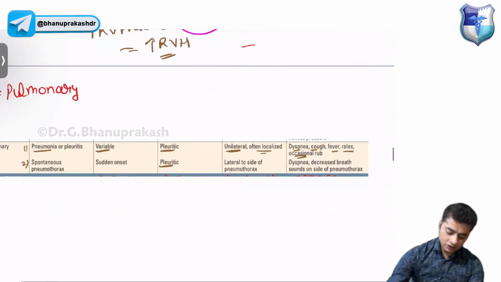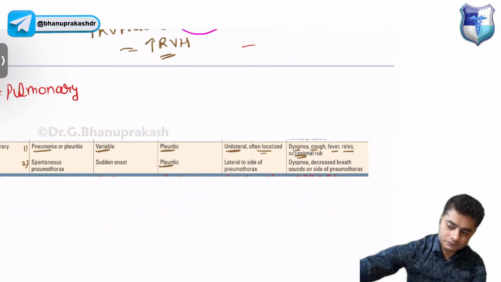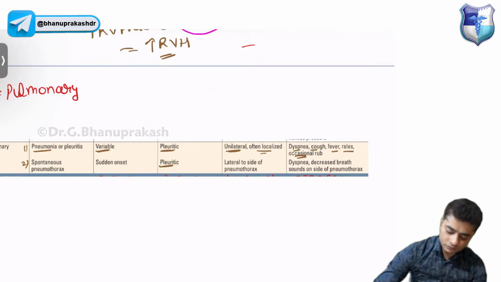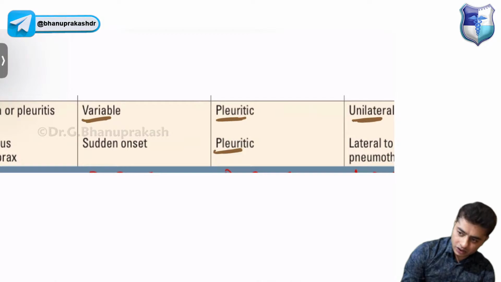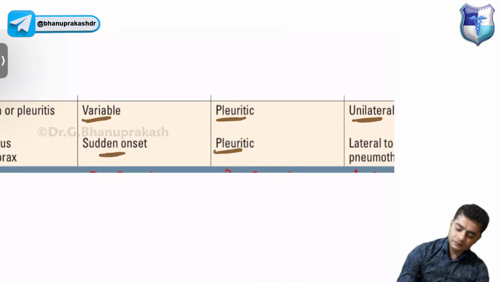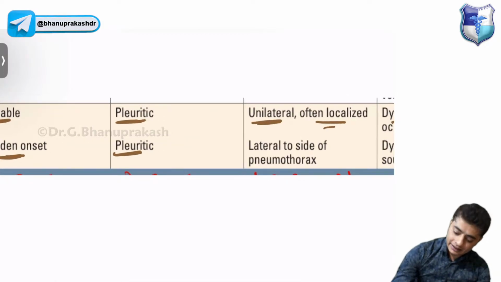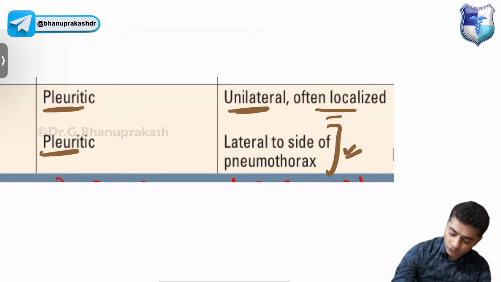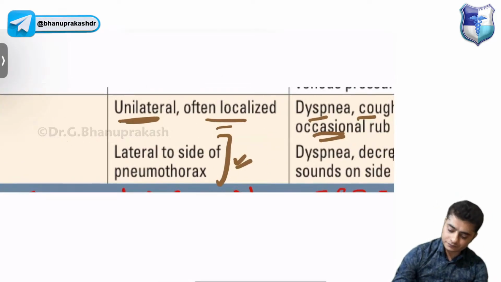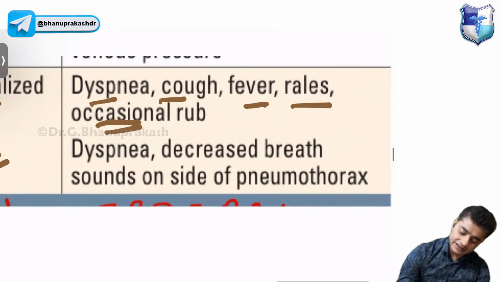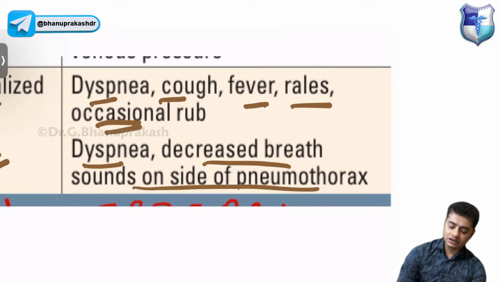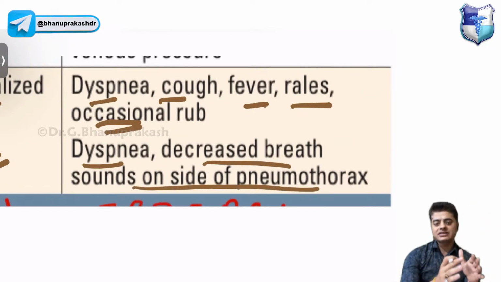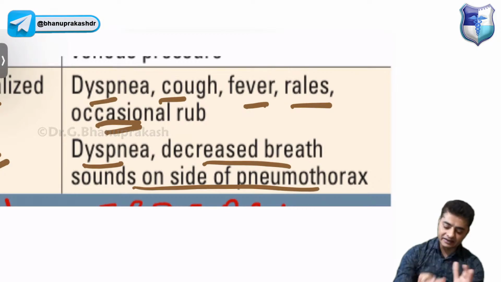Now we will come to spontaneous pneumothorax. It can be of sudden onset. It can also be pleuritic. It can be on the lateral side of the pneumothorax, and it can present with dyspnea and decreased breath sounds on the side of the pneumothorax. Meaning at the side where the pneumothorax is, breath sounds will be decreased.